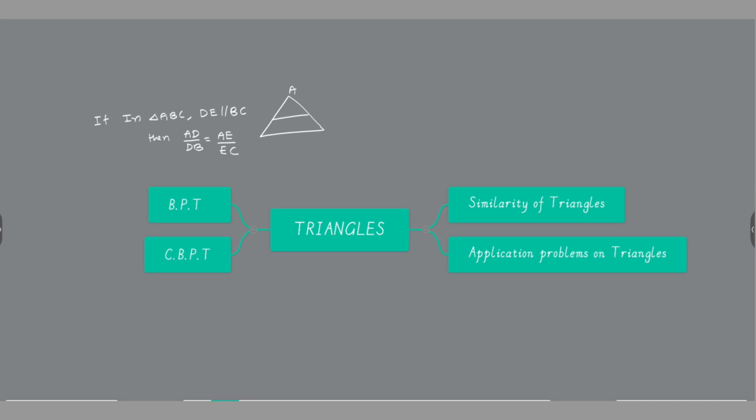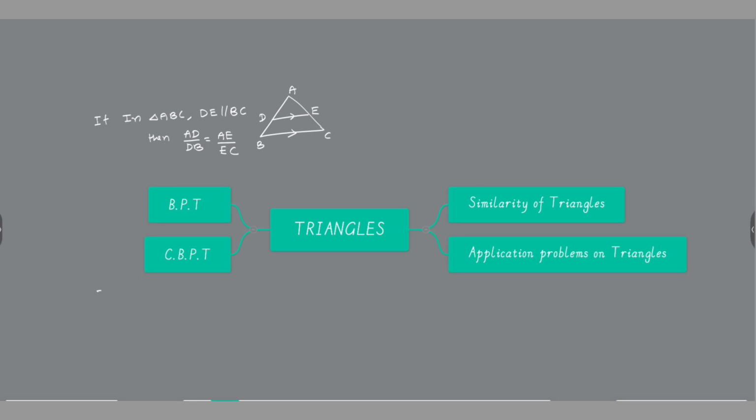A figure like this will be given: triangle ABC, and they say that DE is parallel to BC. Then we can use this formula, AD by DB is equal to AE by EC. We have to know the proof, as well as all the application oriented problems related to basic proportionality. Whenever a figure is given, you immediately need to know whether it is related to the basic proportionality theorem or to similarity criteria. Here we have two: basic proportionality, and one more, the converse of basic proportionality.